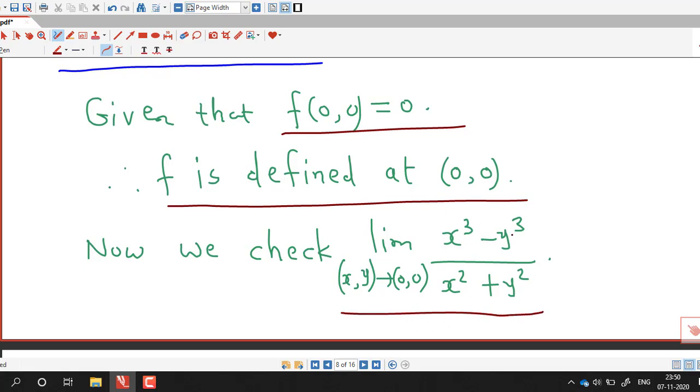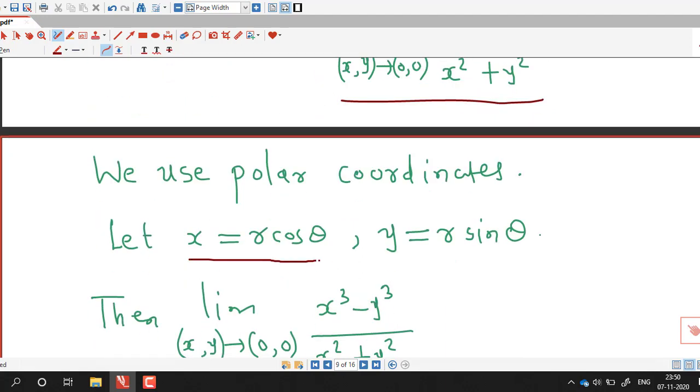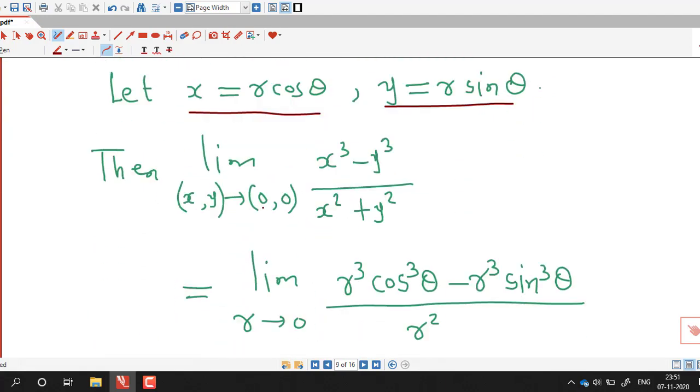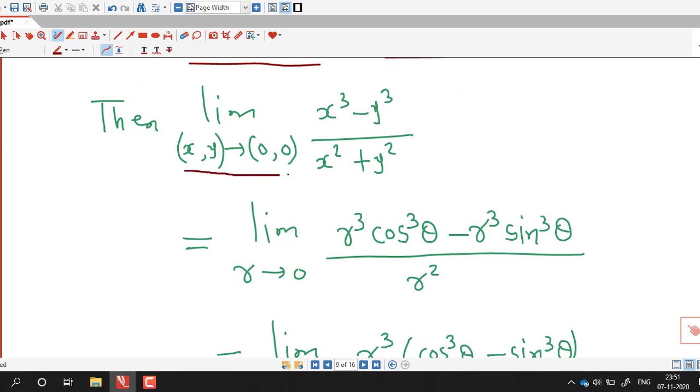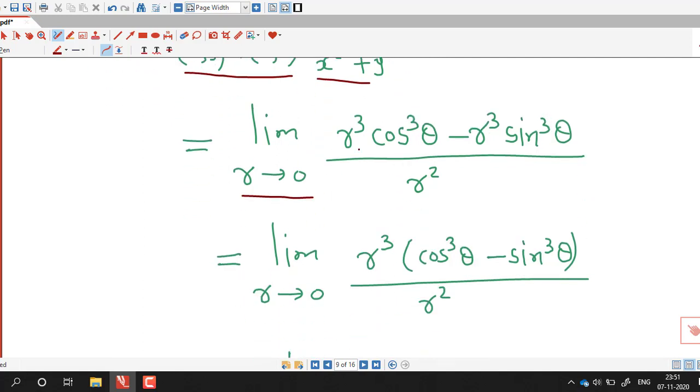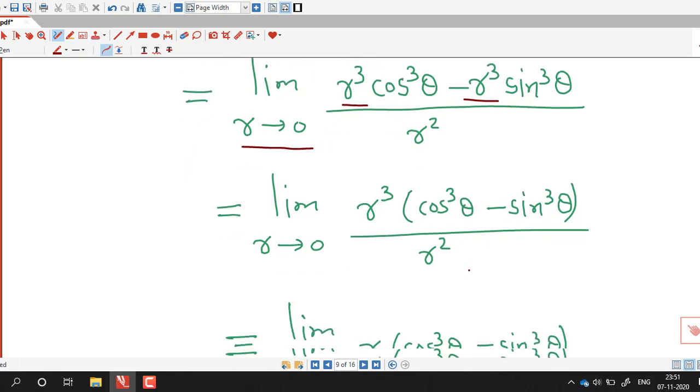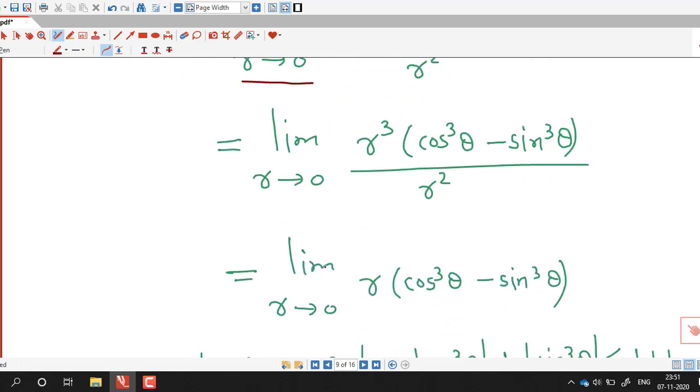So for that we start by taking x equal to r cos theta, y equal to r sin theta, and this will be equivalent to r tending to 0. X is r cos theta, so it is r cube cos cube theta. Y is r sin theta, so minus r cube sin cube theta, and x square plus y square is r square. So we can take r cube common here, and we are left with cos cube theta minus sin cube theta. So this is equivalent to r square will cancel out, and there will be r left. So limit of r times cos cube theta minus sin cube theta.